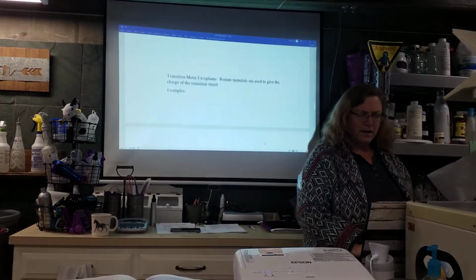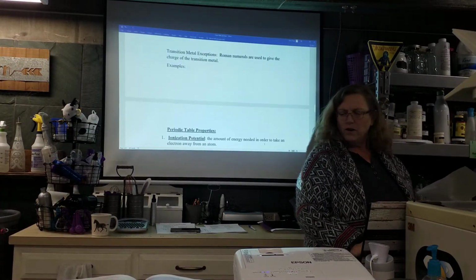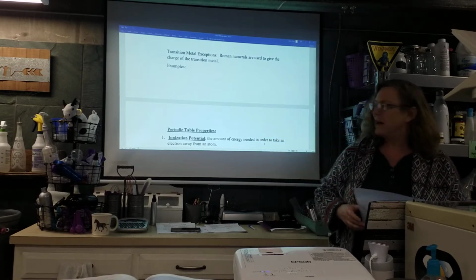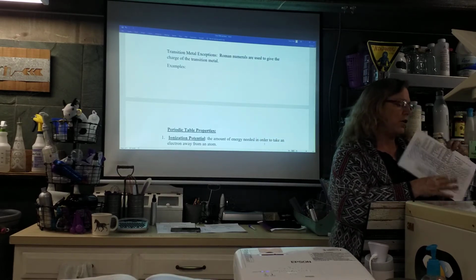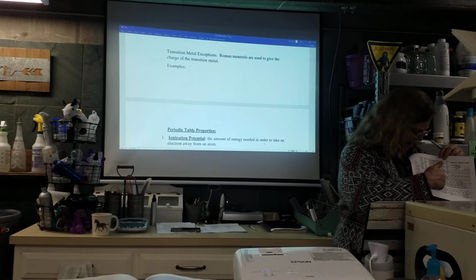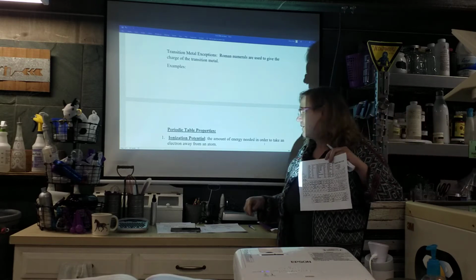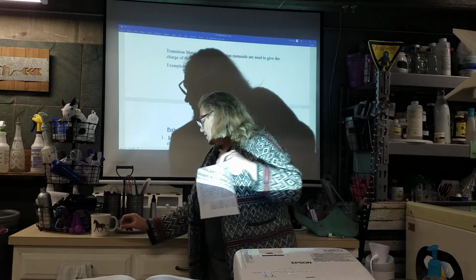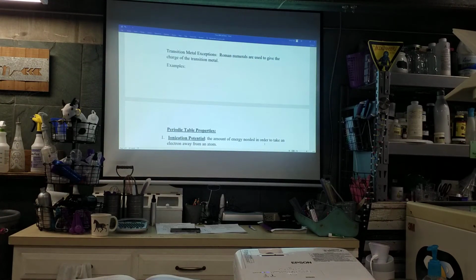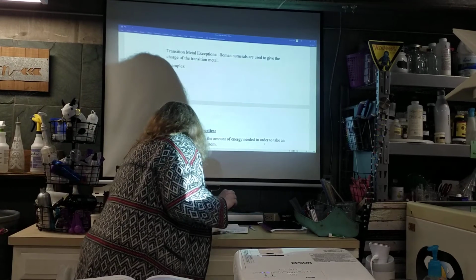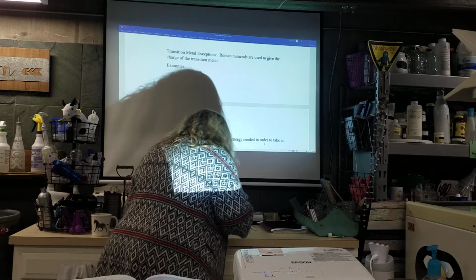Switch back to here. Oh, wait, hold on. The transition metal exceptions. So in the middle, these are the transition metals. Did we label the B's? They go in a weird order. It's 1, 2, 5, 6, 3, 3, 3, 7, 8.